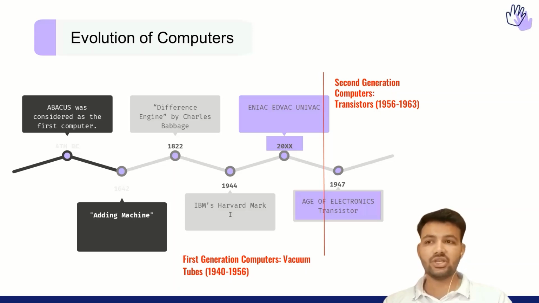Then came adding machine in 1642, and after that came the difference engine by Charles Babbage, and then in 1944 came IBM's Harvard Mark I, and ENIAC, EDVAC, and UNIVAC. These are some of the examples of first generation computers. और first generation computers use करते थे vacuum tubes for memory storage. Then came second generation of computers from the invention of transistor in 1957. So this marks the age of electronics, because all electronics are based on transistors.